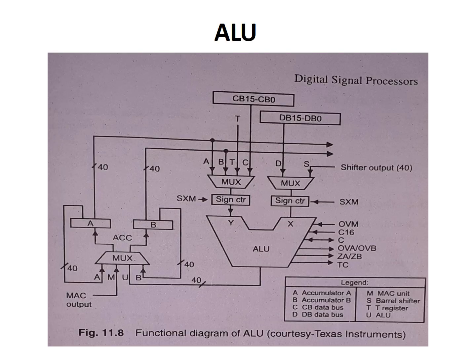In the ALU you have the multiplexers, 2 multiplexers and sign shifters and ALUs. A stands for accumulator A, and B stands for accumulator B, C is the CB data bus, D is the DB data bus, M is for MAC unit, S is parallel shifter, T is the T register, U is ALU. Each bus has 40 bits length, so we put 40 there.